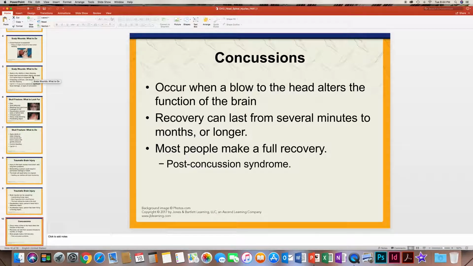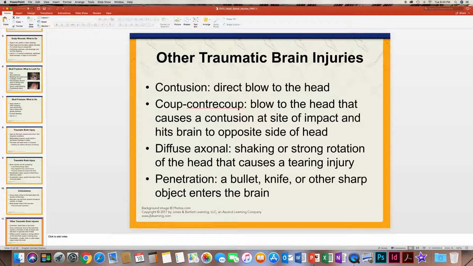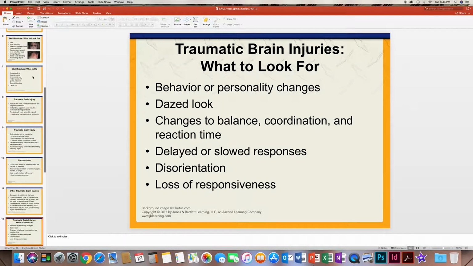Concussions can occur when a blow to the head changes the function of the brain. It can take several minutes, months, or longer to recover from it. Most people make a full recovery, but they can have something called post-concussion syndrome. Other traumatic brain injuries include a contusion, which is a direct blow to the head. Contrecoup is a blow to the head that causes a contusion at the site of impact and hits the brain to the opposite side of the head. A diffuse axonal injury is shaking or strong rotation of the head that causes a tearing injury. In penetration, a bullet, knife, or other sharp object enters the brain.